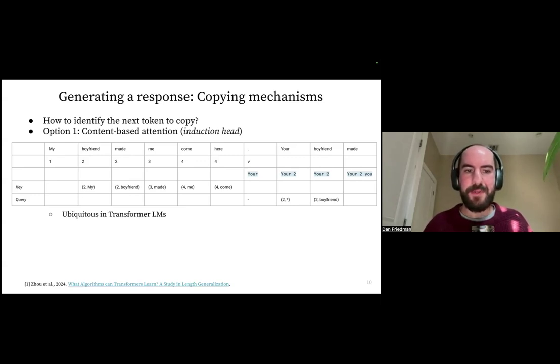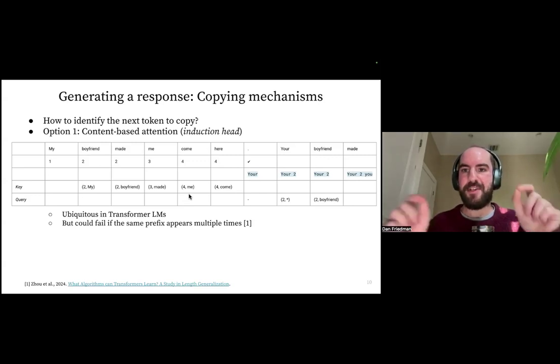This is a ubiquitous mechanism in transformer language models, this kind of content-based or induction head-based copying. But there are also some possible failure cases. One notable one is if the same prefix appears multiple times in the input, then it might not be so simple to distinguish which instance of the prefix to copy, because we're only copying based on content. So there will be a collision if the same content appears more than once.